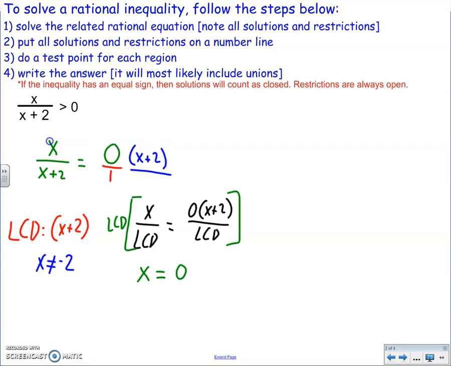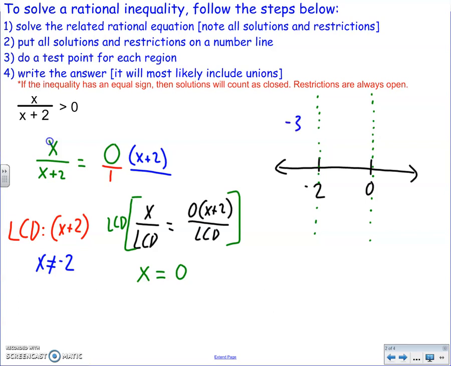Now unlike a rational equation where you have to make sure the solutions are not in the restrictions, we have to do step 2, put all solutions and restrictions on a number line, because we're going to find a range of values. So on a number line, I draw it, goes forever. We have two numbers, we have negative 2, and we have 0. We're going to do a test point for each region. So really, we have all the numbers left of negative 2, the numbers between negative 2 and 0, and to the right of 0. You pick whatever you want. So maybe I pick negative 3.